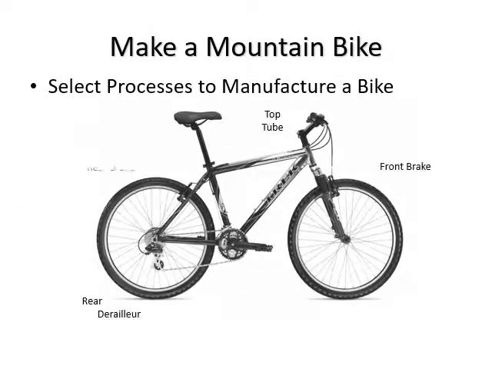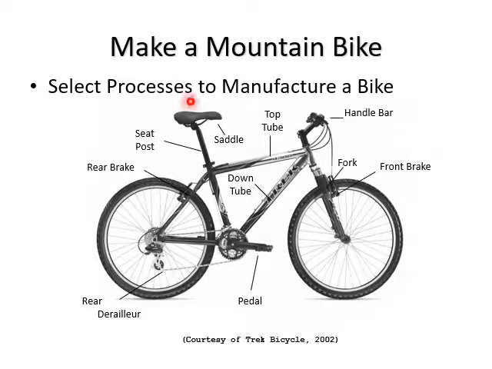For example, the end product will be a mountain bike. So you have to select processes to manufacture a bike. You have the top tube, rear brake, rear derailleur, front brakes, and many of these components need to be fabricated and then attached together.